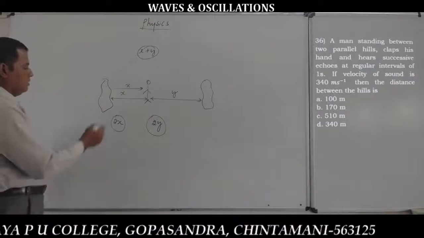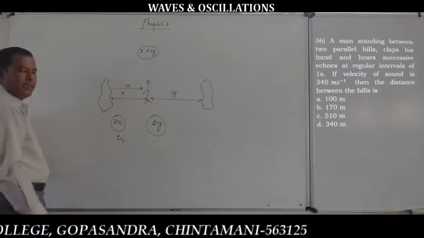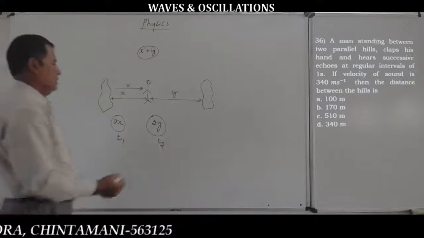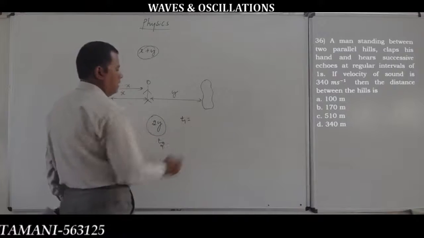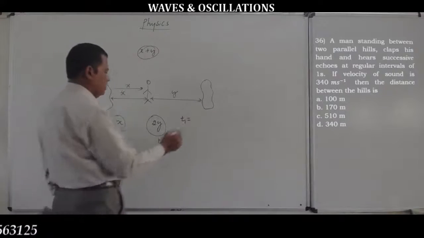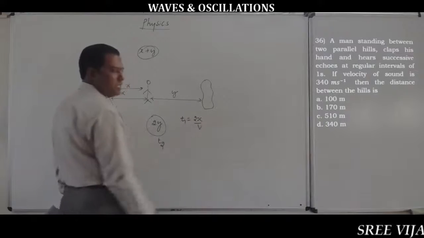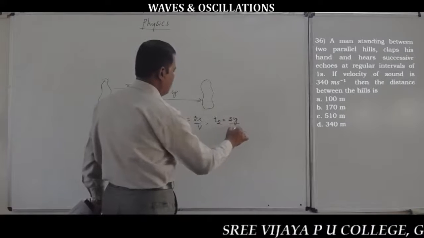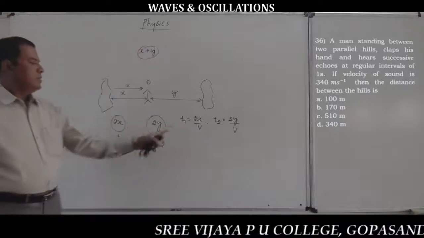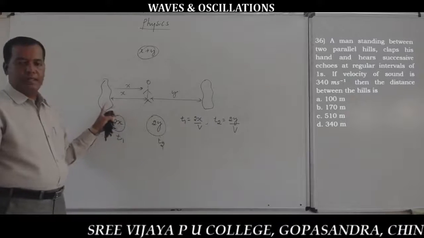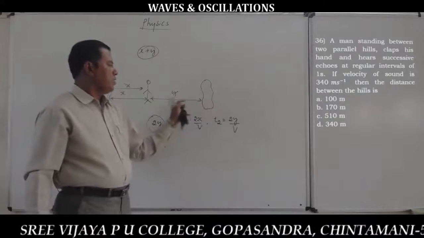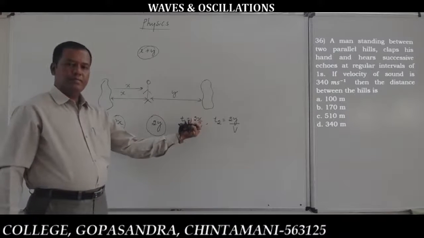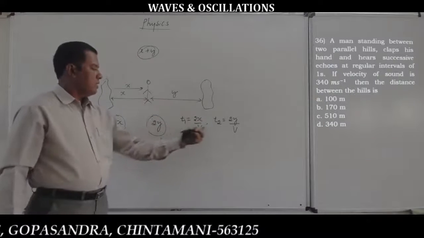Now let us consider, here the time taken is t1 and here the time taken is t2. T1 is equal to 2x by v. T2 is equal to 2y by v. This is time T1 for hearing the echo from this hill. This is time T2 for perceiving the echo from another hill. 2x is the distance covered by the sound for perceiving echo by the person, and another one is 2y.